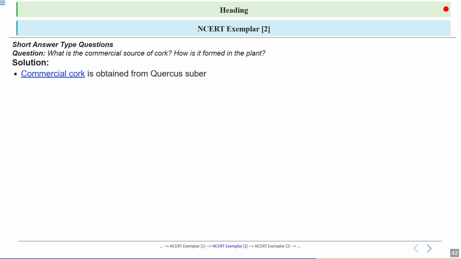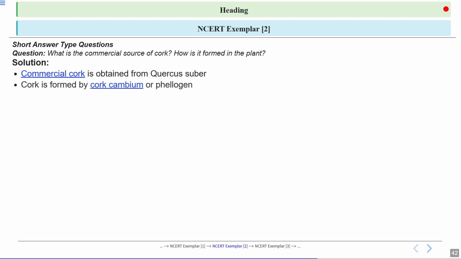The commercial cork is obtained from the Quercus suber. Okay, oak plant, Quercus suber. This is the name of the species of the trees from which we get the commercial cork. You must have seen the cork. Some of the alcohol bottles are covered with the cork, champagne bottle. Even the homeopathic medicine, they are having the cover with the cork, right? So cork is very, very important and we get this commercial cork from the Quercus suber.